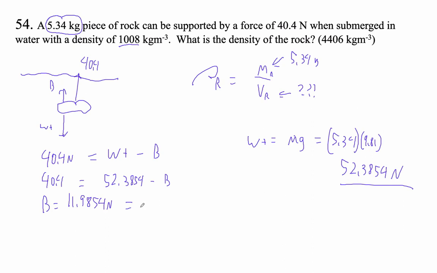We know that that also equals the density of the fluid times the volume of the fluid displaced times g, right? Isn't the volume of the fluid displaced the same as the volume of the rock, because the rock is underwater? So now we can find that volume of the fluid displaced. The density of the fluid is 1008, and then 9.81, right? So I'm going to take this number, divide by 1008, divide by 9.81.